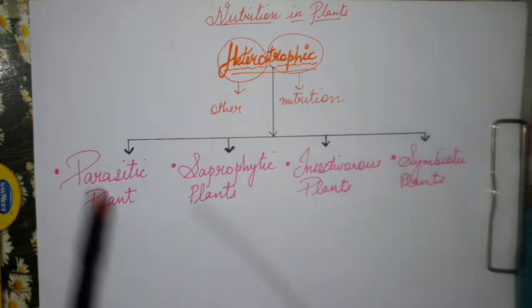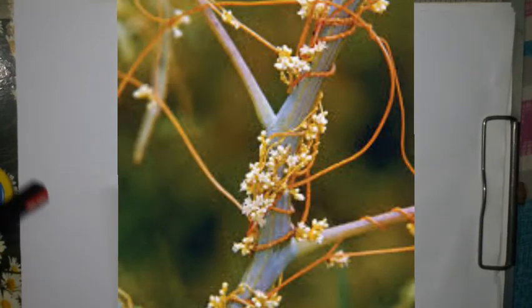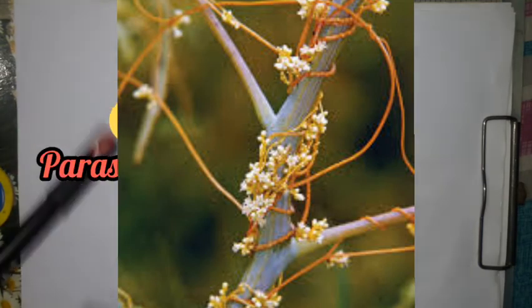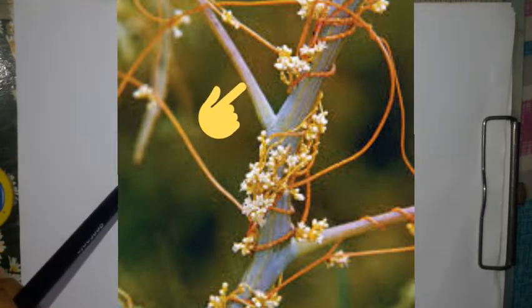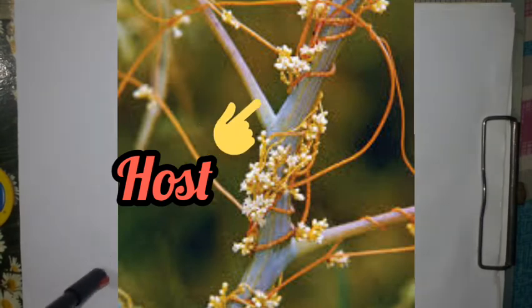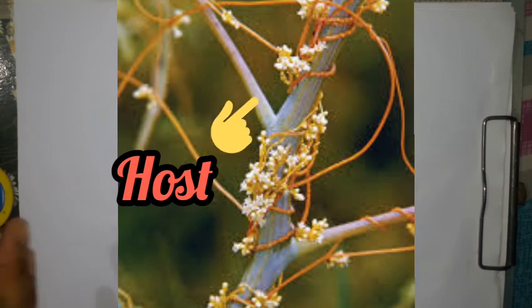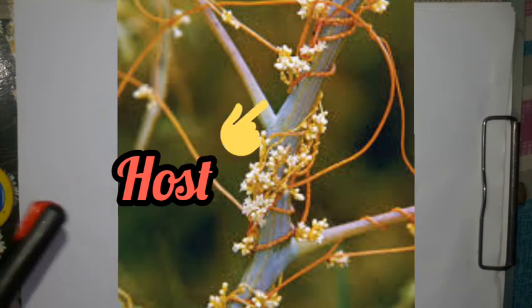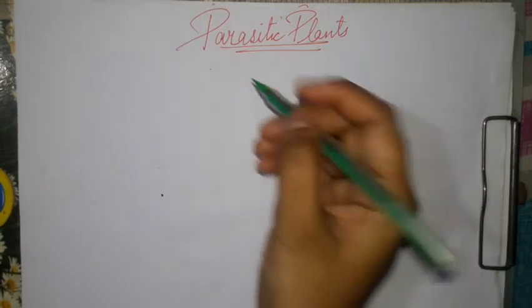So let's start with parasitic plants. A parasitic plant is one that partially or completely depends on other plants for its nutrition. Those plants on which these parasitic plants depend are called the host. These parasitic plants develop special roots which penetrate into the tissue of the host plant and absorb the nutrition from them. An example of this parasitic plant is Cuscuta. So let us see the mechanism of this Cuscuta plant.